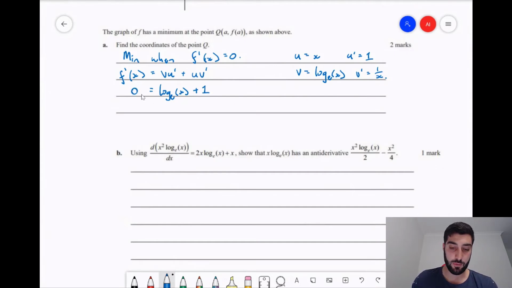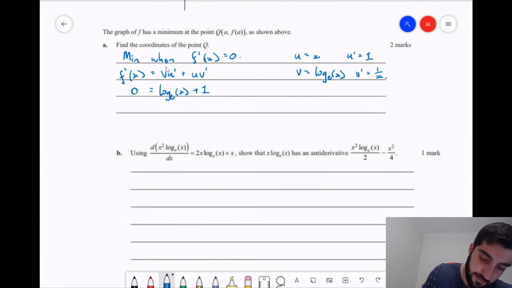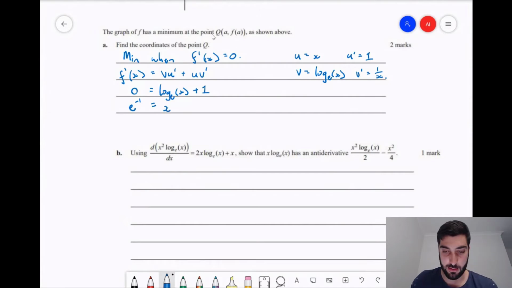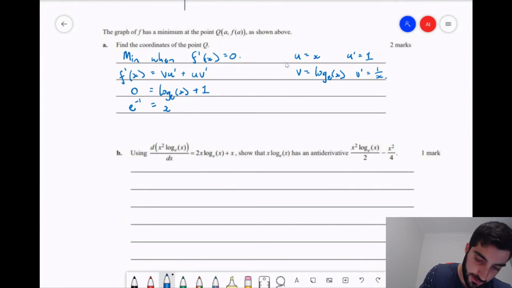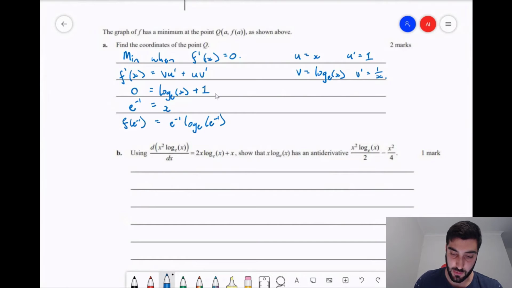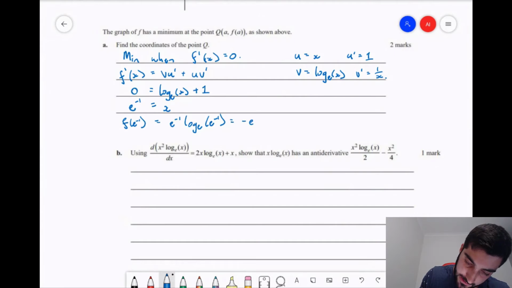So we subtract 1 from both sides and then put it into the exponential form. So minus 1, and then convert to exponential, we'll have e to the minus 1 is equal to x. So that would be that point there, and then we just need to find the corresponding y value. So subbing it into the f of x function. So we've got f of e to the minus 1. So we've got e to the minus 1, log e to the minus 1. So we can take this minus 1 out, and we'll have log e of e, which is just 1. So this here is just equal to minus e to the minus 1.